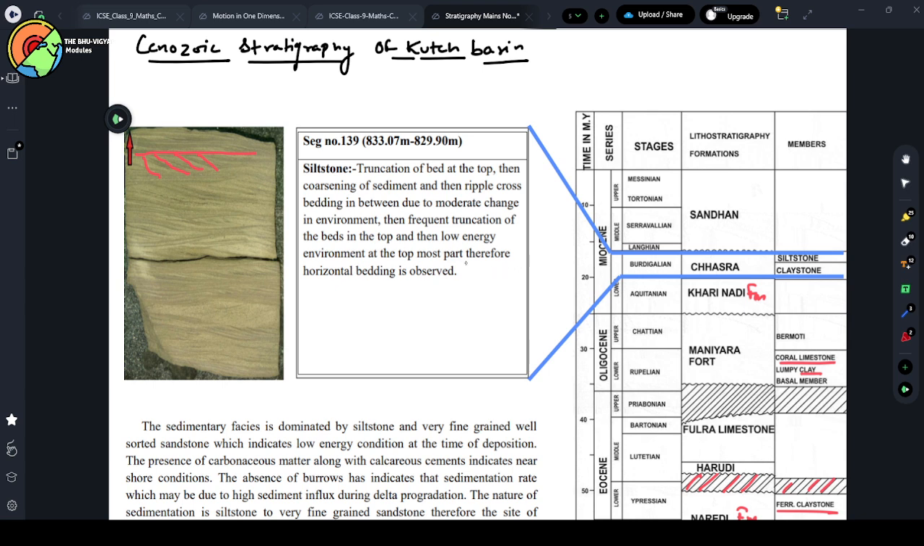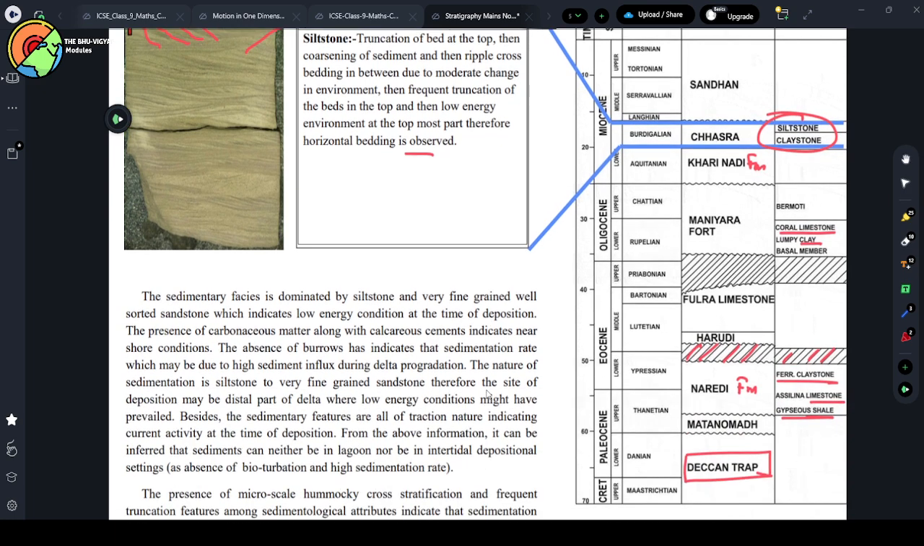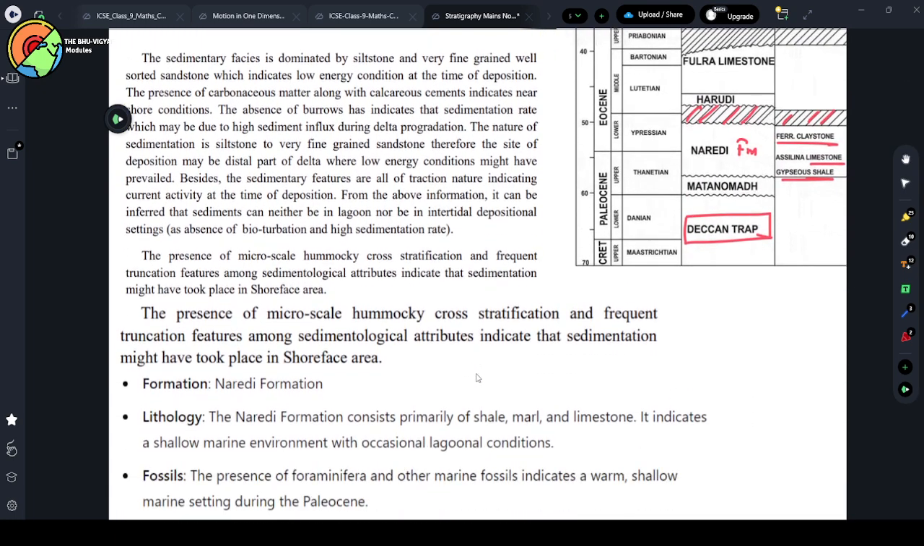Then there is a low energy environment at the topmost part, therefore horizontal bedding is observed. Here we can see the horizontal bedding, representing the low energy environment, and here there is a high energy environment. What is important is that this basically contains siltstone and claystone. Now, this you can read by yourself.